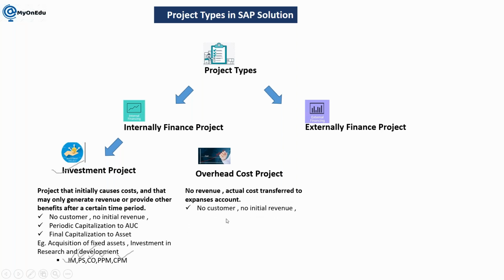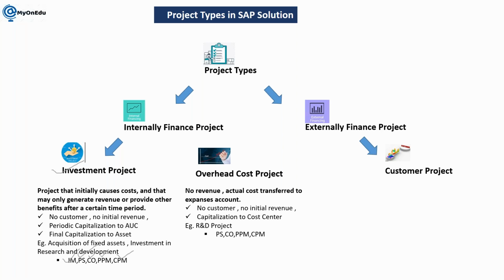Here the example is no customer, no initial revenue. Okay, and then capitalization to cost center. And for example, an R&D project also. Whenever you start any R&D project, it is not decided whether you will get any direct result through this project or not. So here you can use PS, project system, CO, controlling, PPM, portfolio project management, and commercial project management. These are some of the modules from the project management side which you can use to implement it.